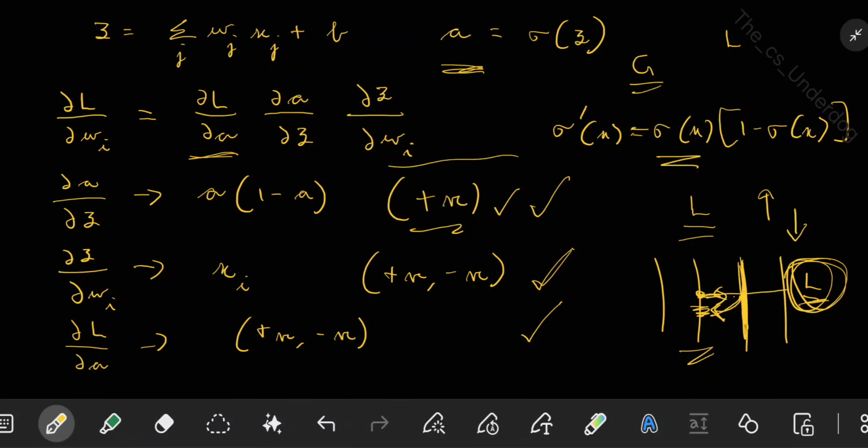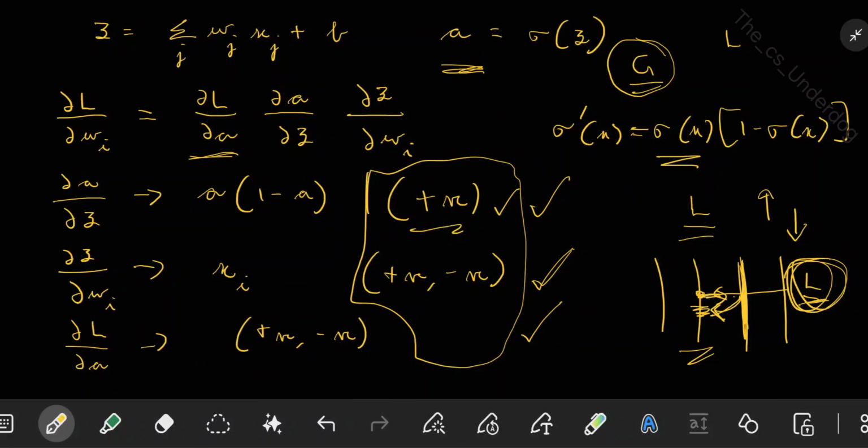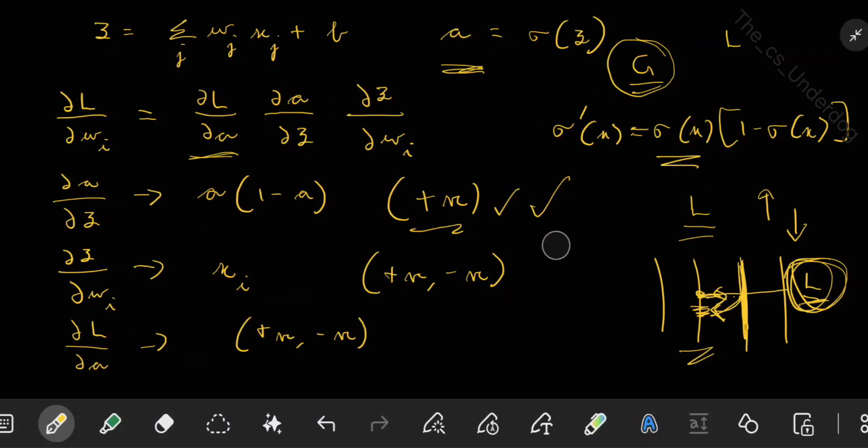Because from this analysis, it doesn't make much sense, because it feels like it can take either a positive value or a negative value. Then how does it make sense to say that the gradient will always be of the same sign? This is what I am going to tell you now. This part is very important.